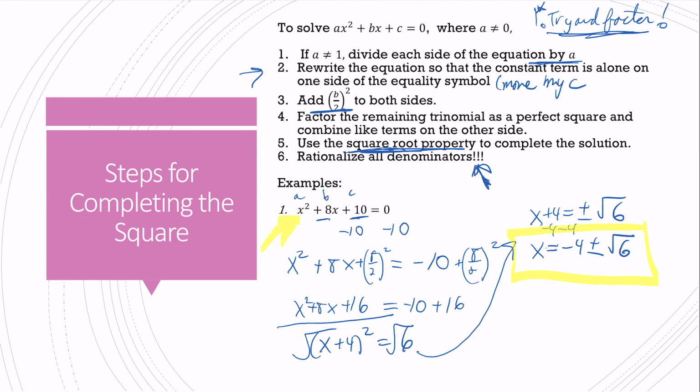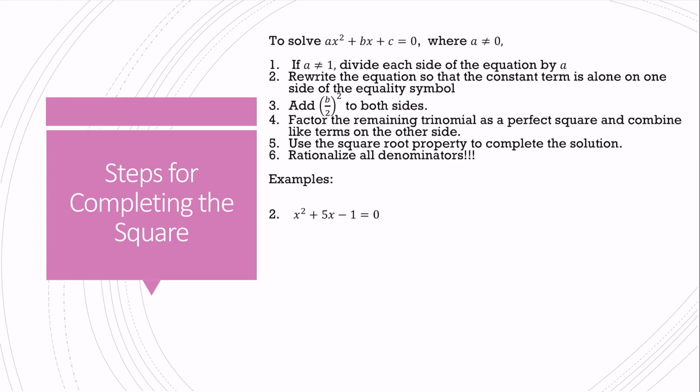So if I have x squared plus 5x minus 1 equals 0, I have to make sure my a term is 1, which it is. I move my constant to the other side. I'm going to have to add my middle term divided by 2 squared to both sides. Now we're going to have to work with a fraction, but that's okay. I'm going to have 1 plus 25 over 4.